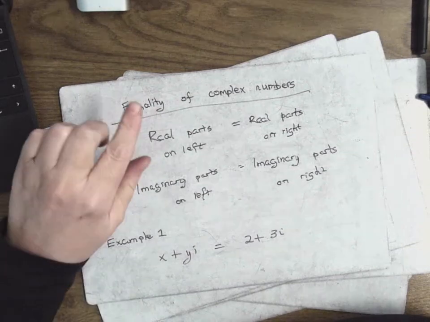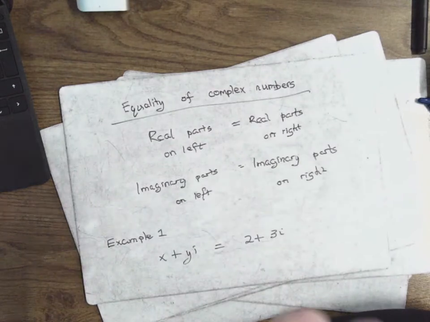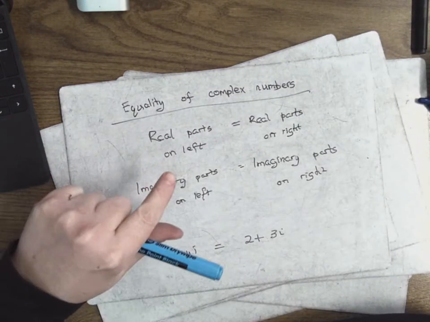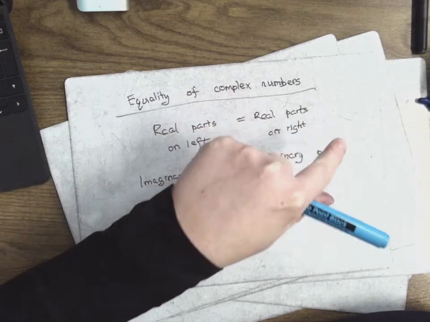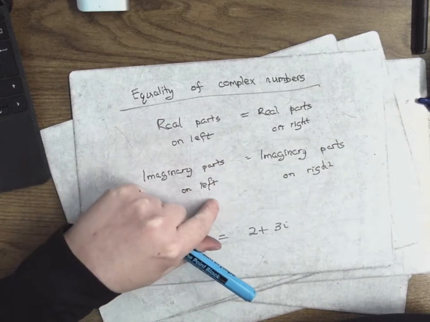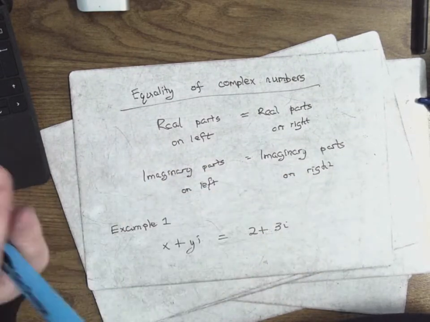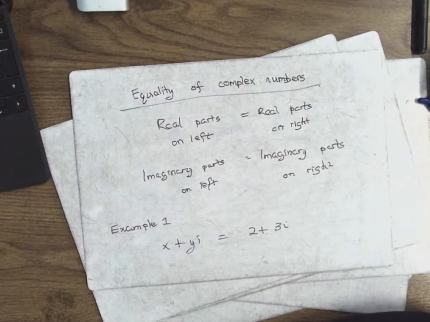Inequality of complex numbers, right? And all I'm saying is, now this won't make sense until we actually see an example. So you pick out the real parts on the left hand side and you let them equal to the real parts on the right hand side. You pick out the imaginary parts on the left hand side and you let them equal to the imaginary parts on the right hand side. Right, okay, that's not going to make sense until we look at the example. So if you just jot it down, it's going to make more sense when we see an example.